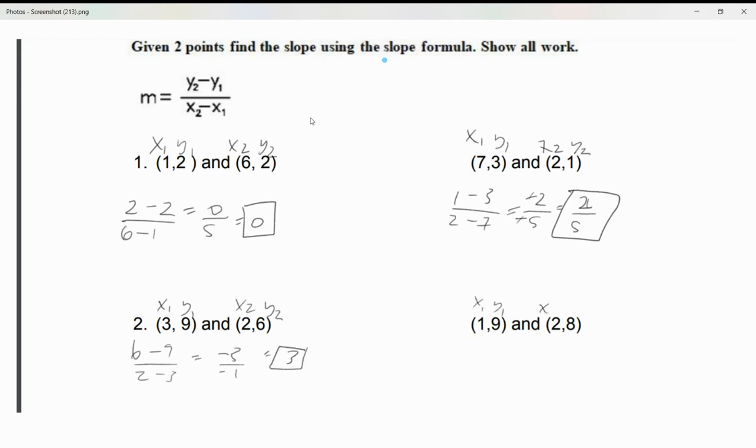x1, y1, x2, y2, 8 minus 9, 2 minus 1. Negative 1, 1. Slope would be negative 1. So it's pretty straightforward, right?